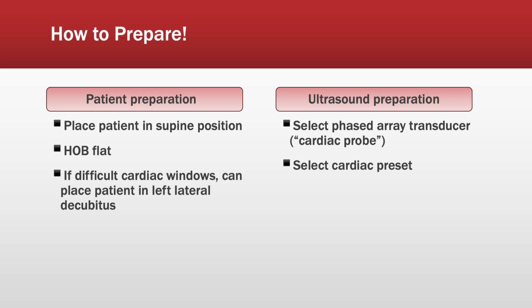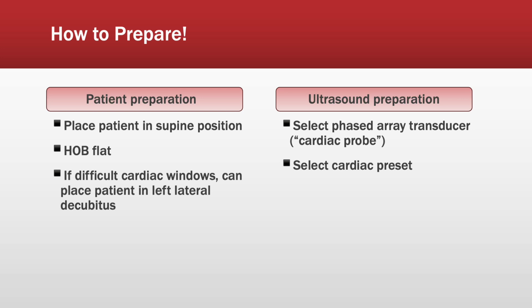Now, if you're having any difficulties obtaining any images in the supine position, the best next thing you could do is lay the patient in the left lateral decubitus, as this motion is going to bring the heart away from the sternum and closer to the chest wall, which is going to allow you to visualize the cardiac structures a little bit better.